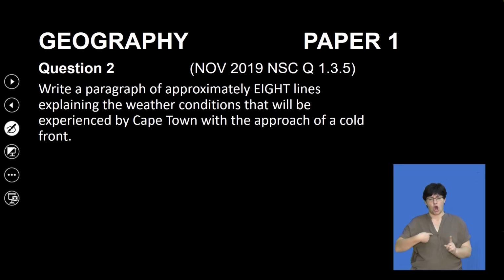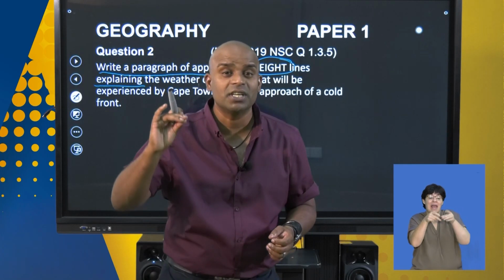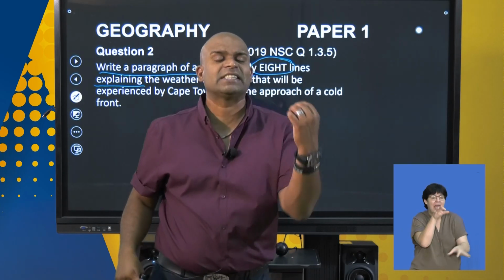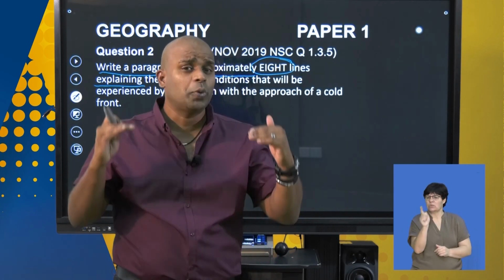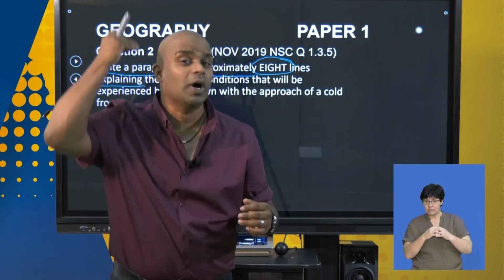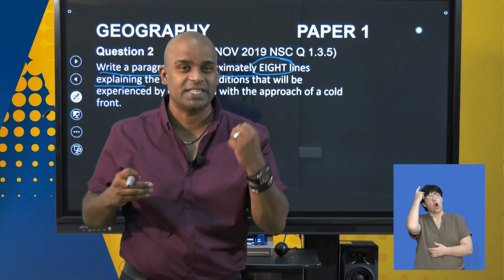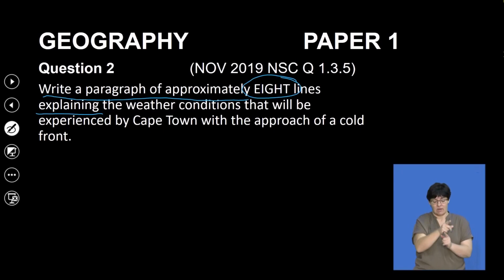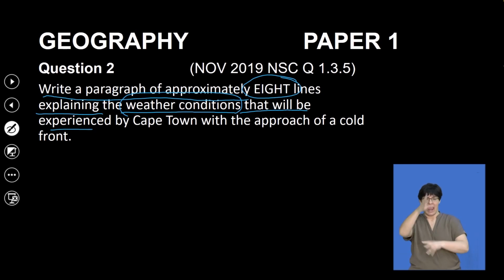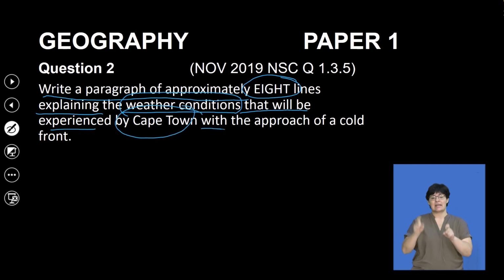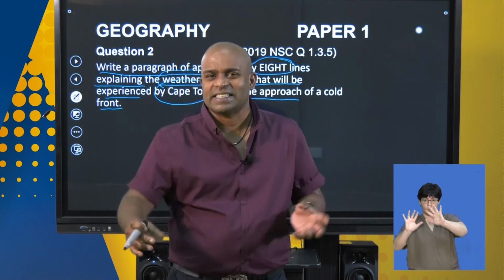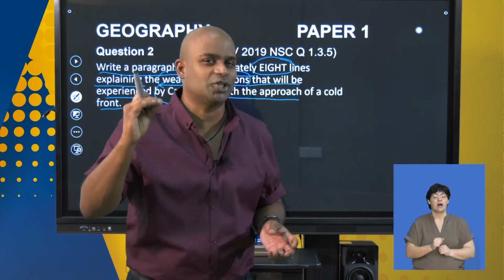In this particular paragraph, again, write a paragraph of approximately 8 lines explaining. Note the instructional verb that is used in this question, explain, which means that this question is designed for you to apply your knowledge to the content that is being examined. And what are we doing? The weather conditions that will be experienced by Cape Town with the approach of a cold front. What have we learned? Yes, this question is about the mid-latitude cyclone.